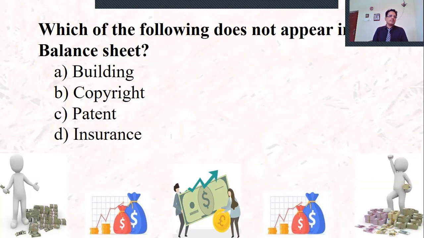Which of the following does not appear in the balance sheet? You know already, the income statement or profit and loss account and the balance sheet are the two important statements. The statement of financial position is the balance sheet. The profit and loss account is called the income statement. So what is the income statement? It consists of all expenses, losses, incomes and gains. Four items: expenses, losses, incomes and gains.